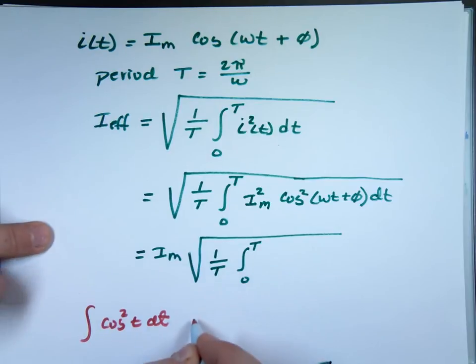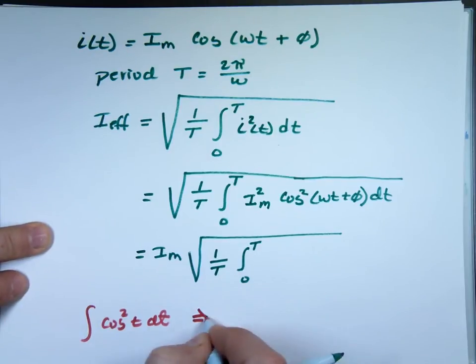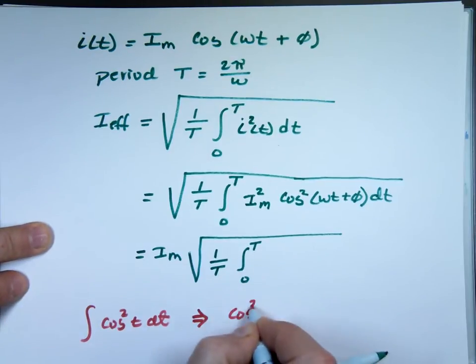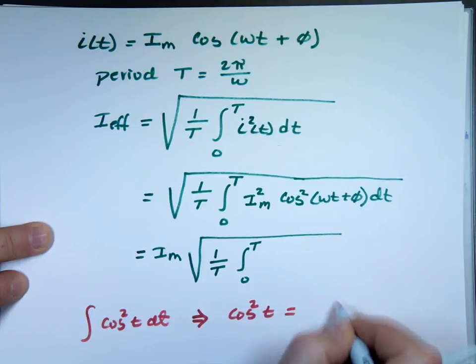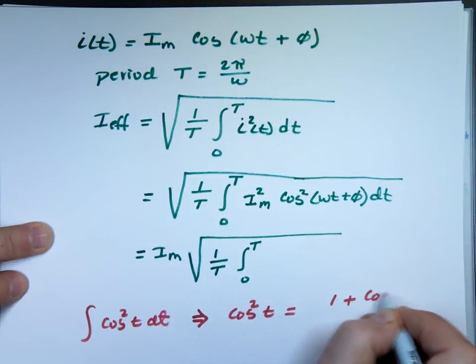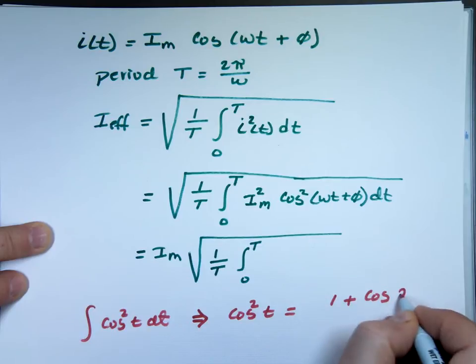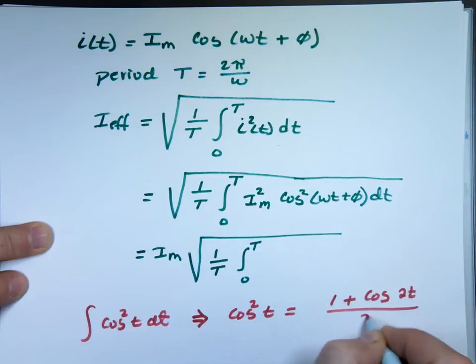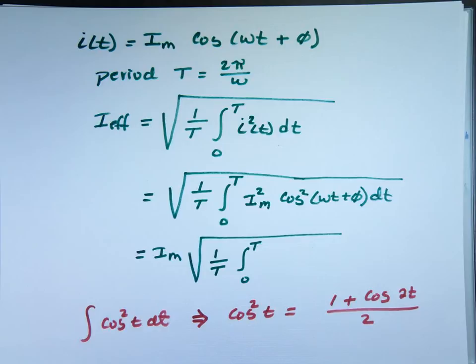You have to use a trig identity. We have a trig identity that says cosine squared t equals 1 plus cosine of twice that number, divided by 2. Remember that trig identity, and if it's sine squared, it will be 1 minus.